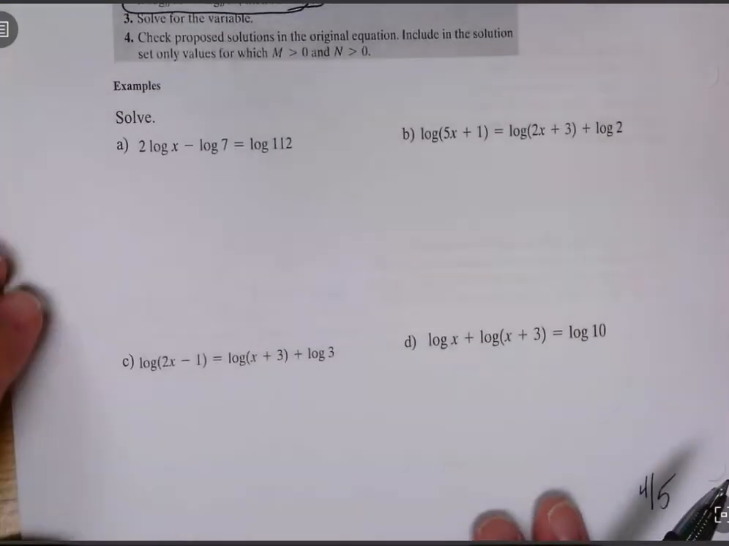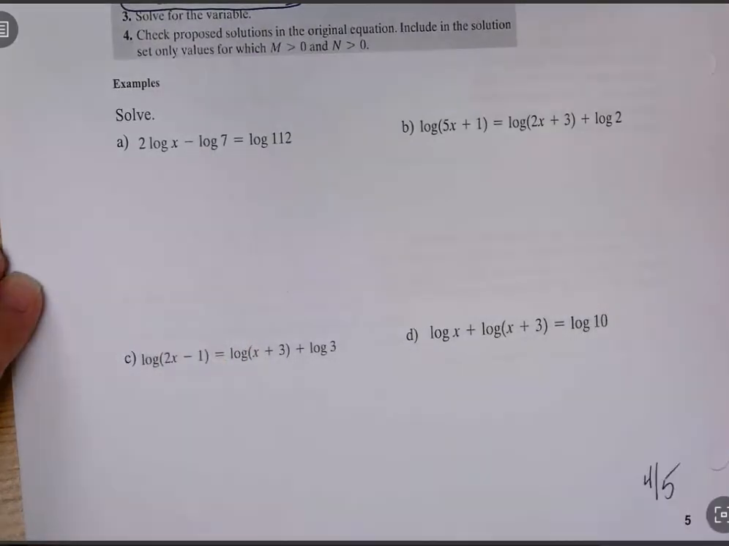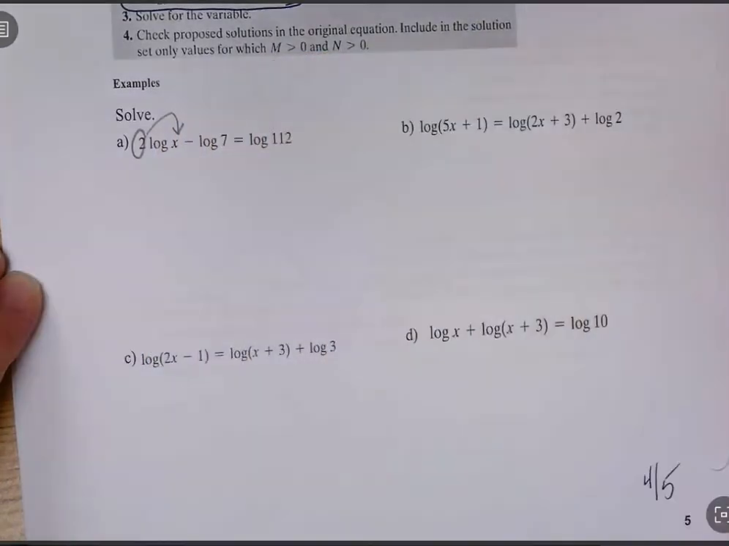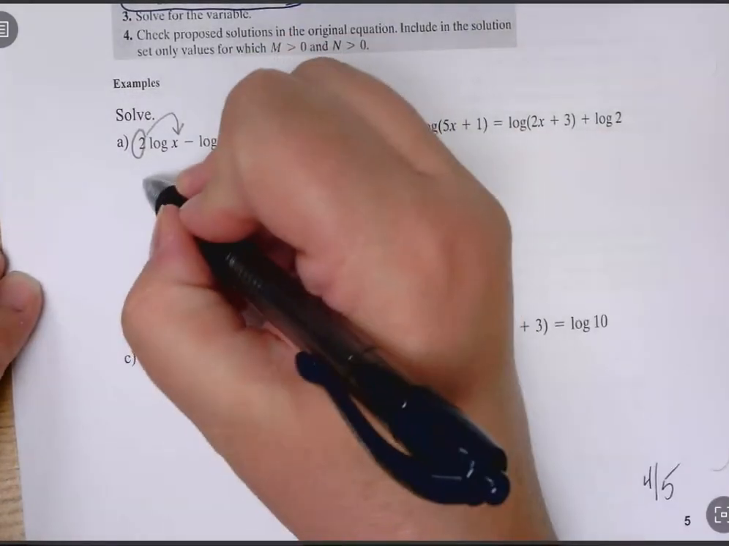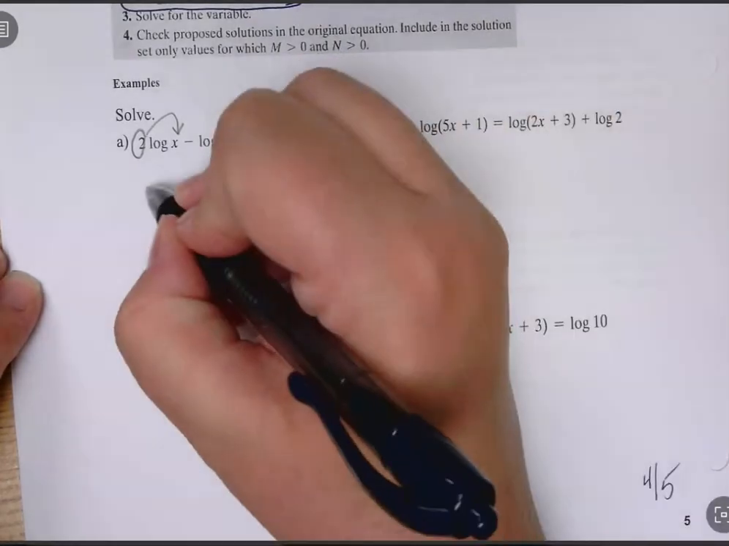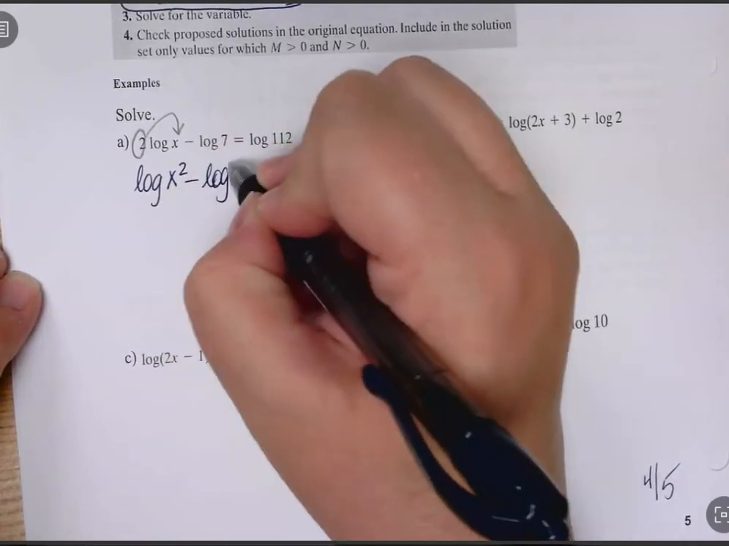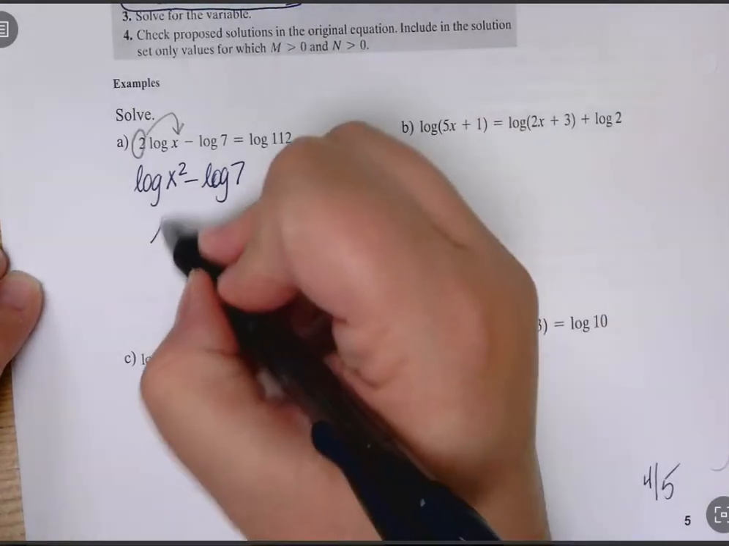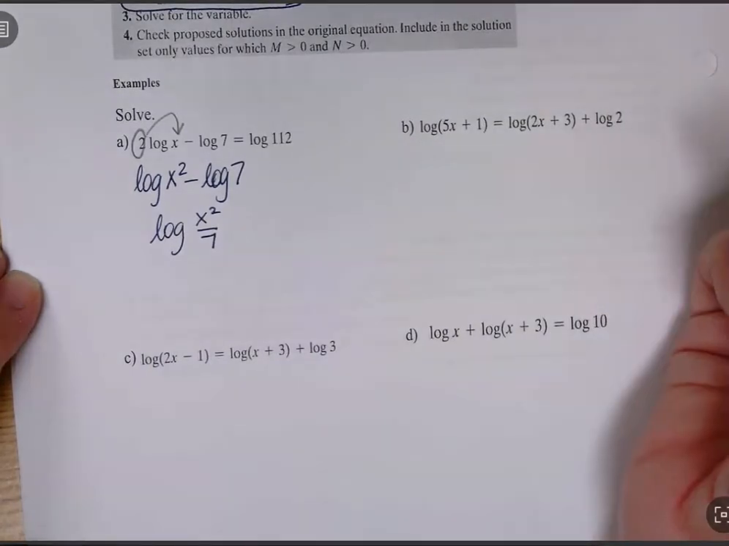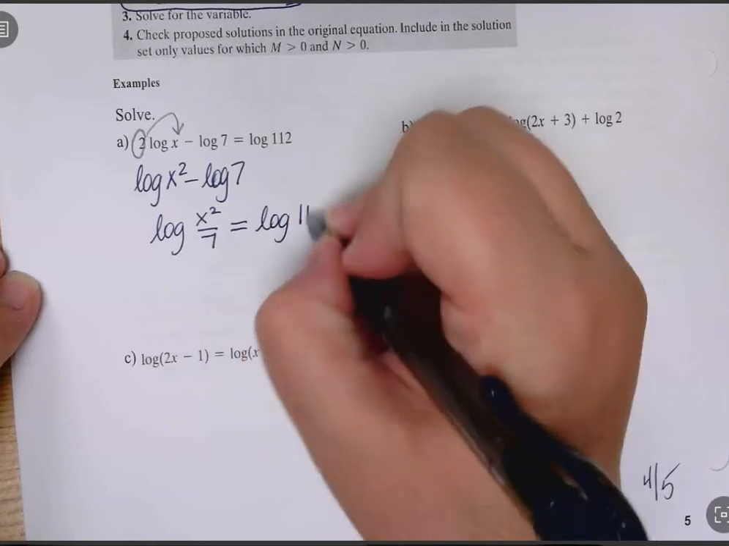So first off, I have to condense this expression. I need to get down to a single log. I'm going to take that 2 and pop it up into the exponent, and I have log base 10. There's no base written there, so it's a common log. This is log of x squared minus log of 7. And that's log of x squared over 7, by the quotient rule. Equals, and on the other side we just have log of 112.